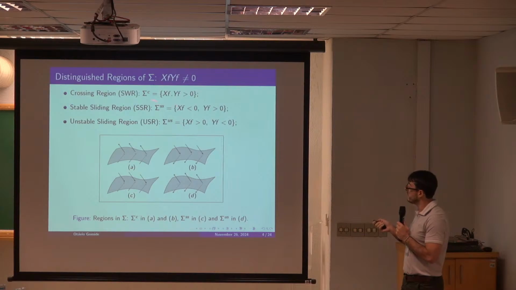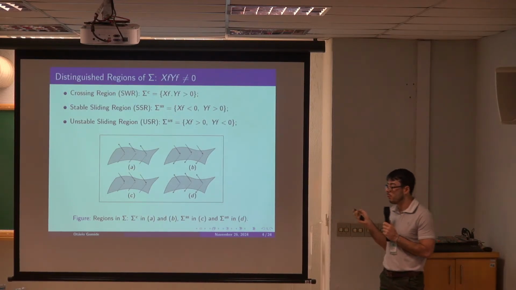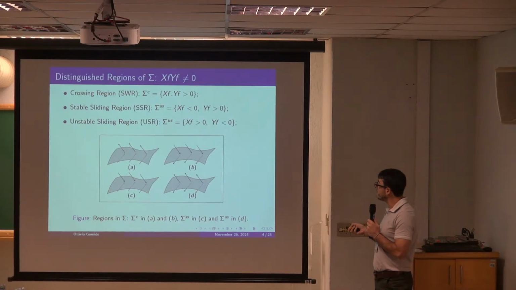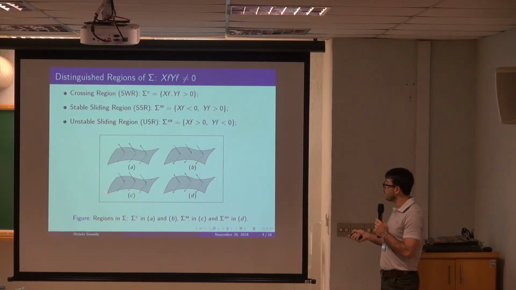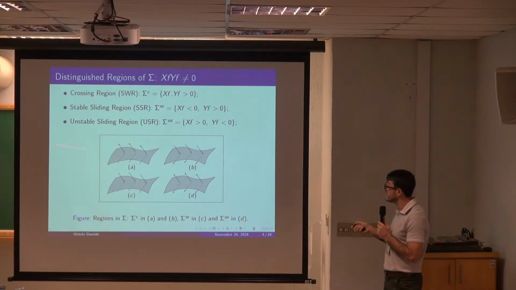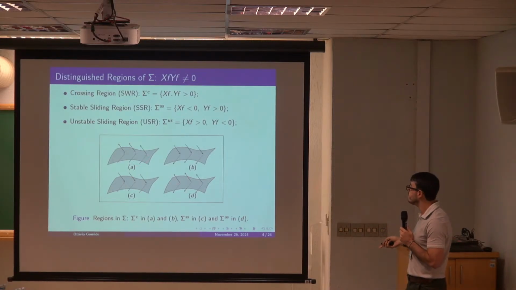So in order to define the solution of this kind of vector field, we make use of some distinguished regions which occur when both vector fields X and Y are transverse to Σ. Here we have three cases. The crossing region, where both vector fields point to the same side. The stable and unstable sliding regions. In the stable one, both vector fields point toward the switching manifold, and in the unstable case, both vector fields point away from the switching manifold.